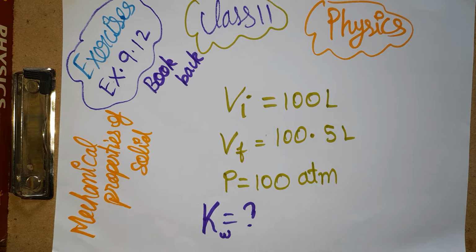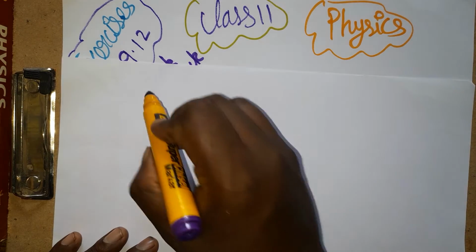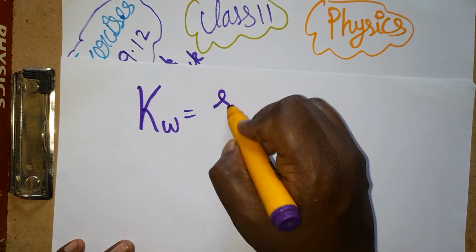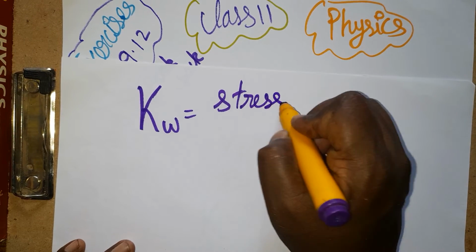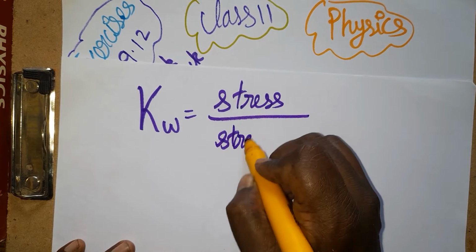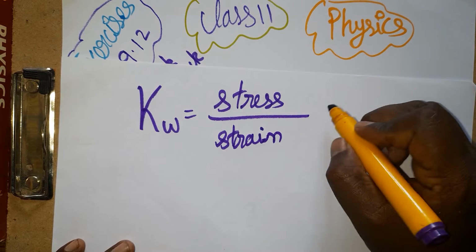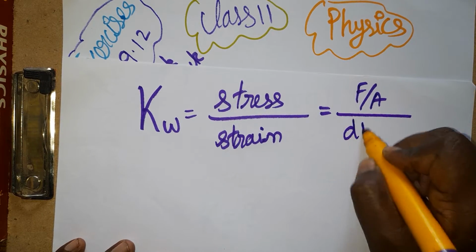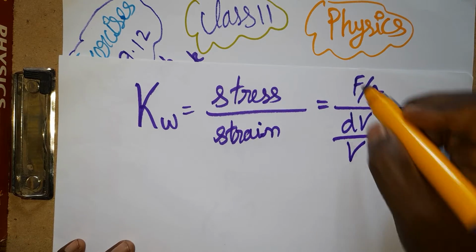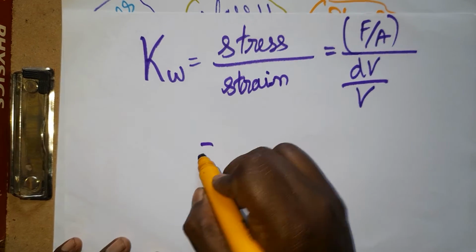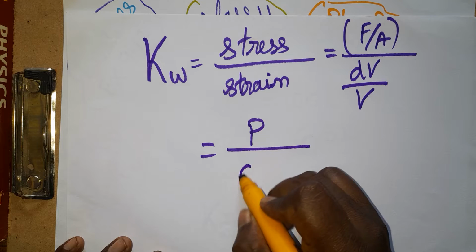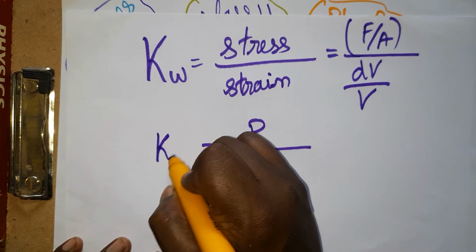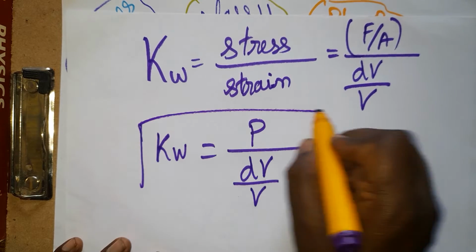First we will find the bulk modulus of the water. Usually, whether Young's modulus or bulk modulus, it is stress by strain. Bulk stress by bulk strain. Here bulk stress is force per unit area, and strain is the change in volume by original volume. Force per unit area you can take as pressure. So pressure divided by change in volume by original volume is the bulk modulus of water.